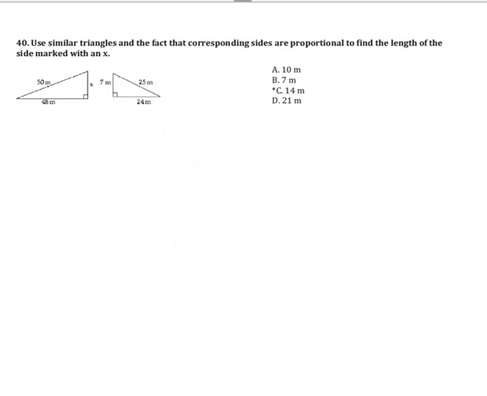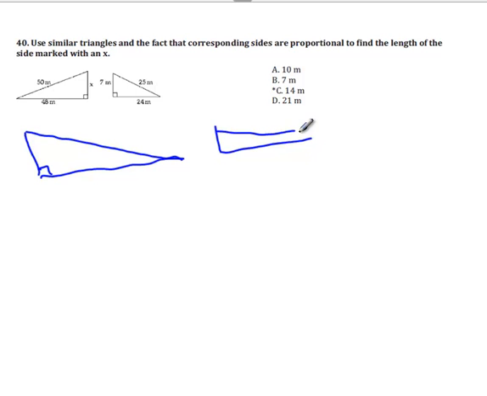Item number 40. Use similar triangles and the fact that corresponding sides are proportional to find the length of the side marked with an X. So the first thing you probably should do is orient the triangles, kind of redraw them so that they're facing in the same direction so that you get the right sides in your proportions. So I have an X and a 7. I have a 48 long side and a 24 long side. I have a 50 hypotenuse and I have a 25 hypotenuse. And I'm asked to find the side that's marked X.